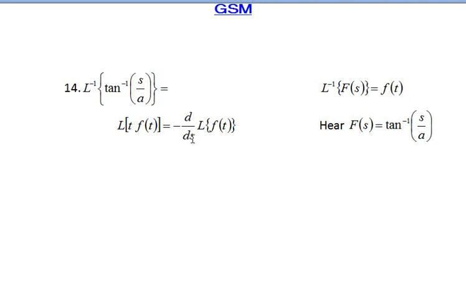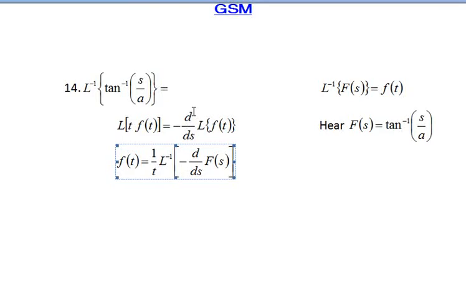So take the property L of t f of t. This is the second shifting theorem in the Laplace transforms. L of t f of t equals minus d by ds of L of f of t. You have to differentiate with respect to s. By using this second shifting theorem, we are going to solve the inverse problems.